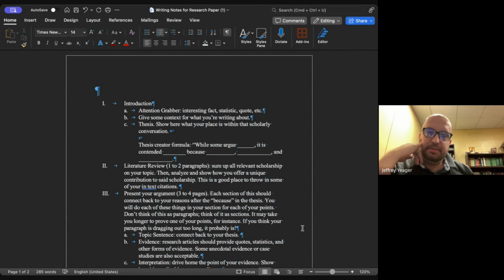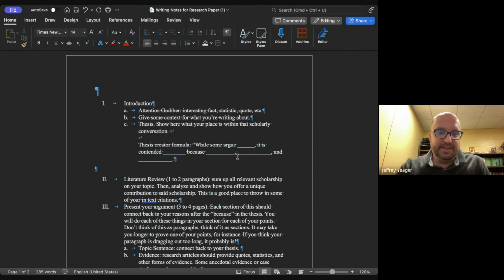But then you want to give some context for what you're talking about. Of course, the most important part of this is writing a strong thesis statement. The thesis statement is the whole backbone on which the whole essay is built. Usually a good thesis statement has three parts. The first part, before the comma, "while some argue blank," is usually the counter argument. That's the opposite of what you're going to argue. And then "it is contended blank" is your claim. This is what you're setting out to prove in your paper. And everything after the "because" is your premises, or your reasons for why you're going to make that argument.